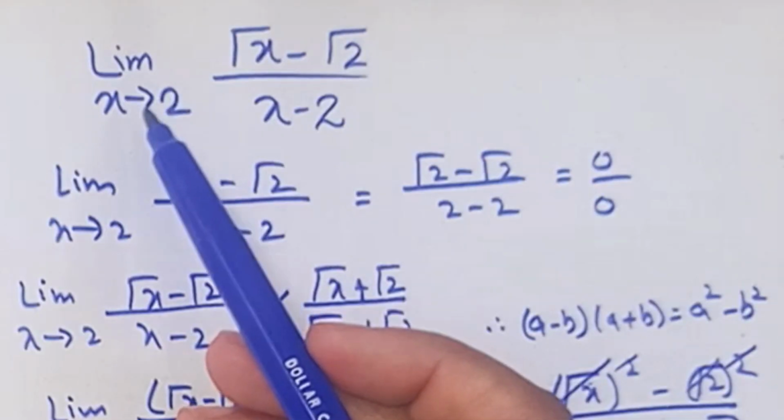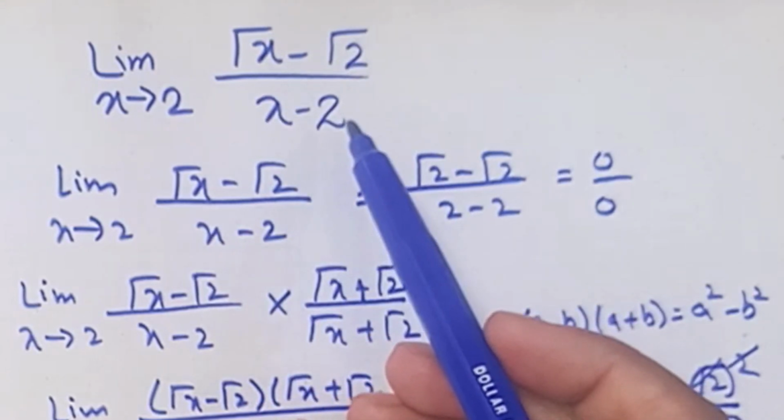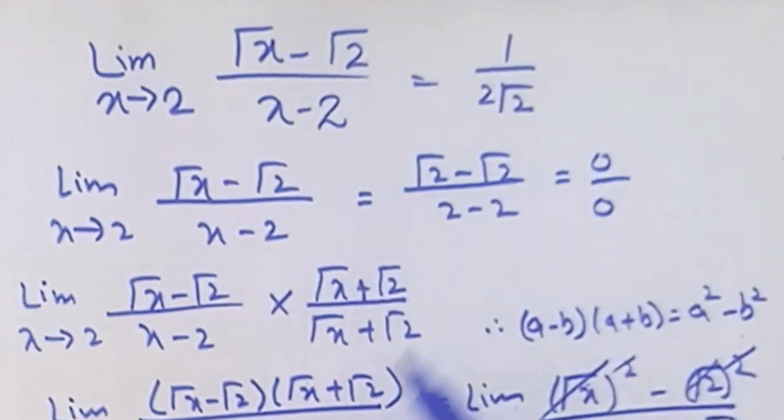So the limit as x approaches 2 of (square root x minus square root 2) over (x minus 2) is equal to 1 over 2 times square root 2. And we are done. Thank you.